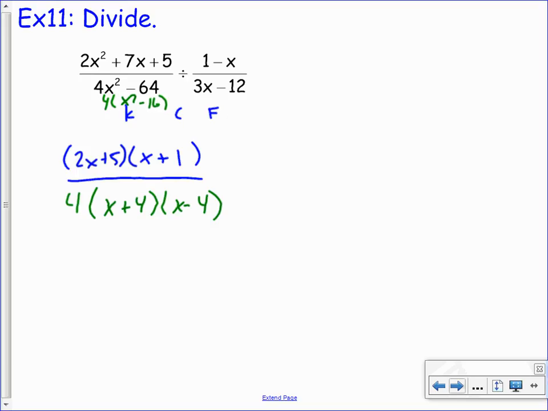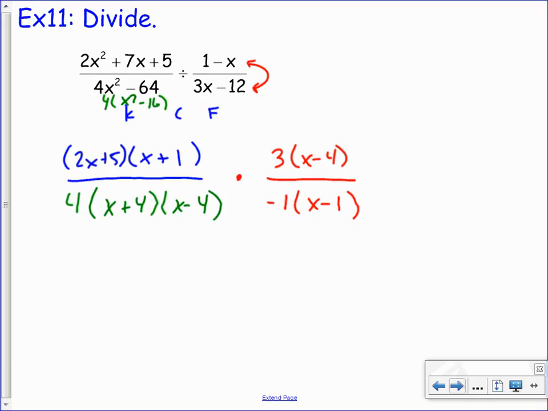True? Okay. Change, right? And then flip, right? So this 3x minus 12 now goes to the top. GCF is 3, so it's x minus 4. And then the top has a negative 1, so it's x minus 1.